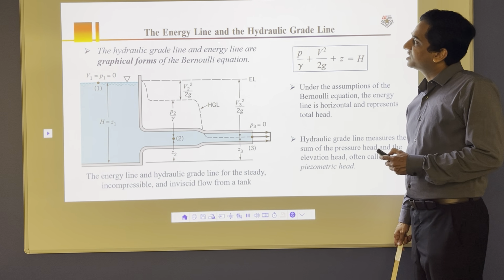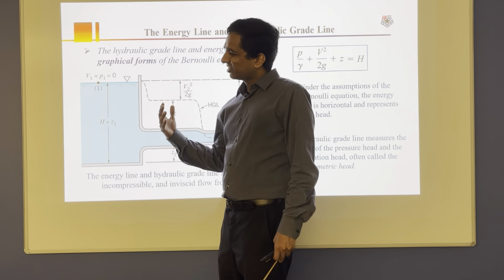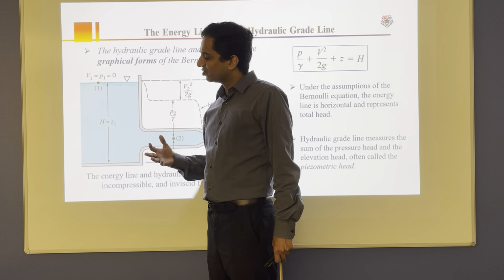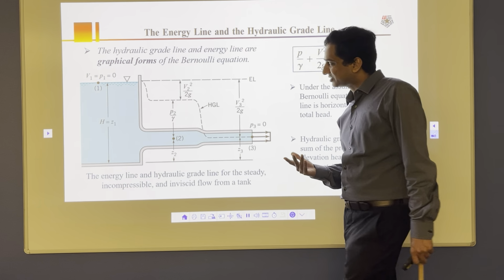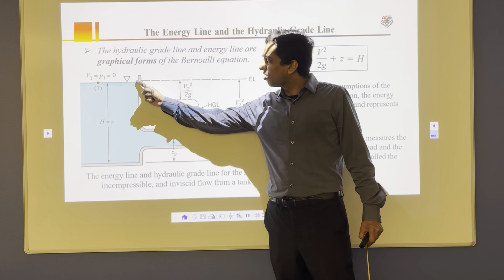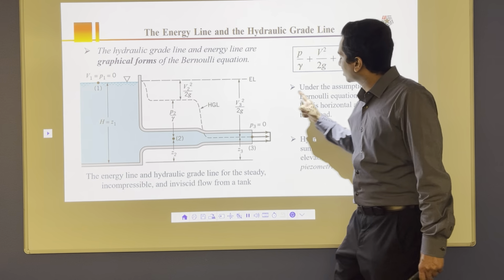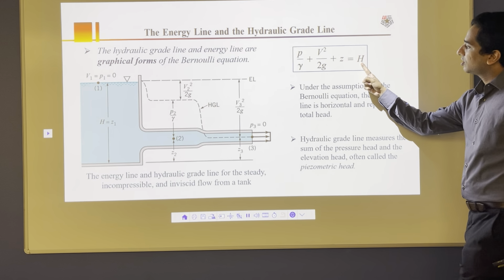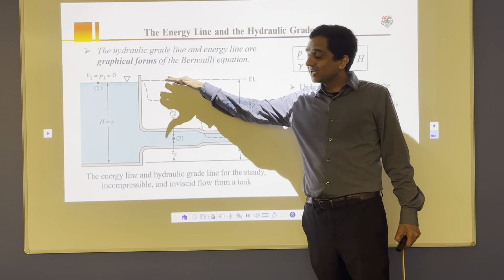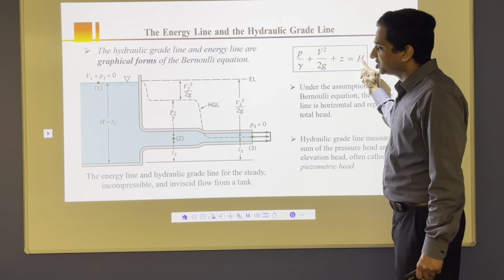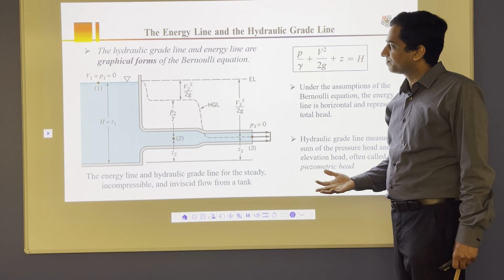Then we learn about energy line and hydraulic grade line. What is energy line and hydraulic grade line? With the perfect form of Bernoulli's equation, we know that it's conservation of energy. Energy stays constant at this point, at this point, at this point, it's going to stay constant. So I'm going to draw this energy line, and that tells me the constant head altogether. So total head from the datum is going to stay constant. That's nothing but my energy line, or graphical representation of Bernoulli's equation.